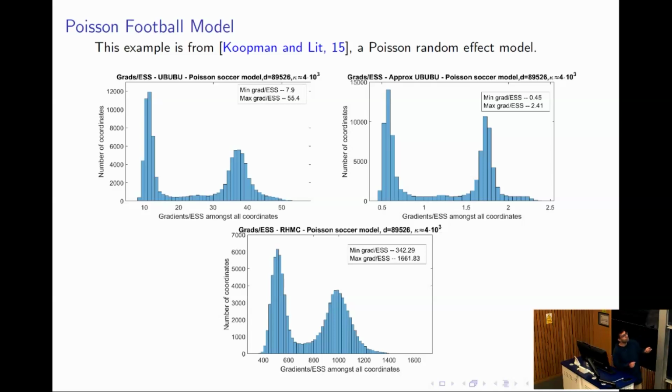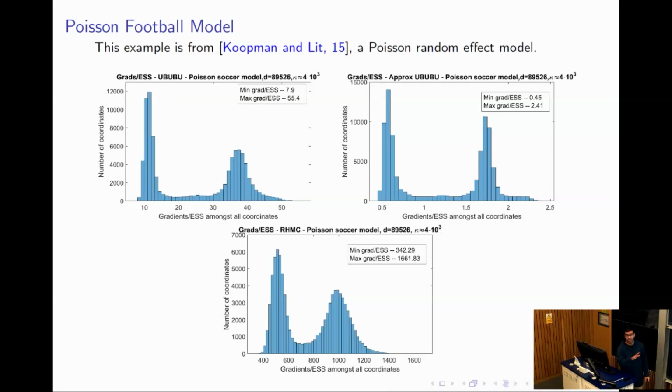But if we move to the UBU scheme, then already we can see, if we consider the same metric, which is the maximum, we only require 55 gradient evaluations, which is a considerable difference compared to the RHMC. And if we move to the approximate scheme, then what we get is only 2 gradient evaluations per sample, implying an even more considerable difference if we consider inexact gradients.